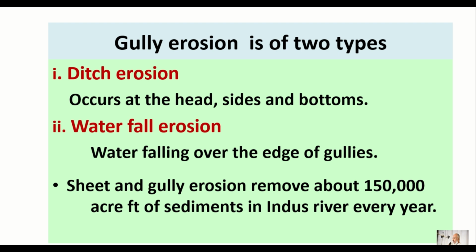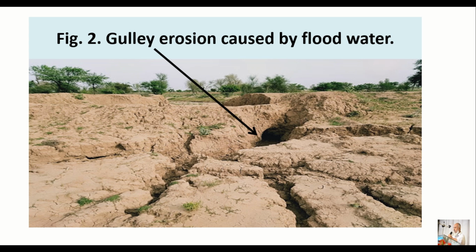Sheet and gully erosion removes about 115,000 acres of sediments and deposits it into the Indus River almost every year.